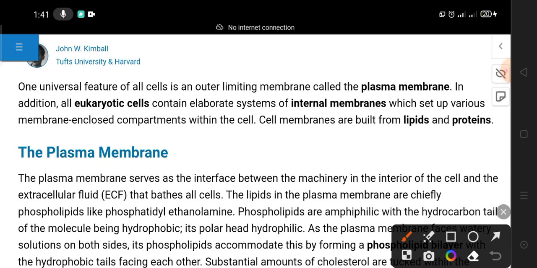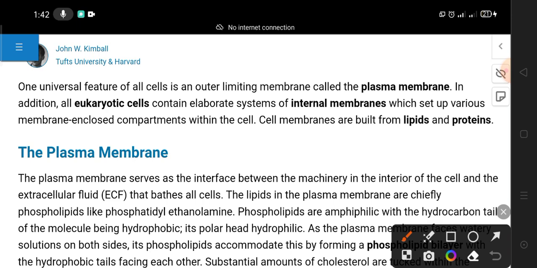The plasma membrane serves as an interface between the machinery in the interior of the cell and the extracellular fluid, ECF, that bathes all the cells. The lipids in the plasma membrane are chiefly phospholipids like phosphatidylethanolamine. Phospholipids are amphiphilic, with the hydrocarbon tail of the molecule being hydrophobic and its polar head hydrophilic.